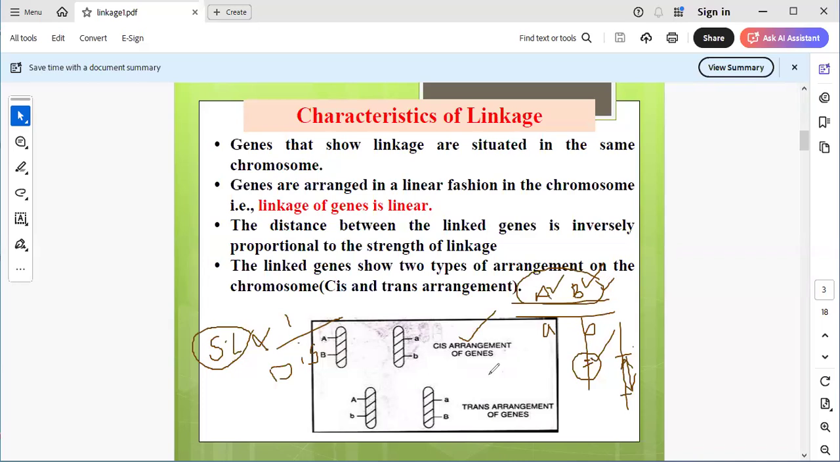So how are the two linked genes arranged on the chromosome? If any gamete receives the two dominant genes from a single parent or two recessive genes from the single parent, that arrangement is nothing but cis arrangement. We call it trans arrangement if one male chromosome consists of one dominant gene and another recessive gene, and the female chromosome contains one recessive gene and another dominant gene. Here, the two dominant genes are received from two different parents. One dominant gene is received from the male side, another dominant from the female side. Such type of arrangement we call trans arrangement. Is it clear?